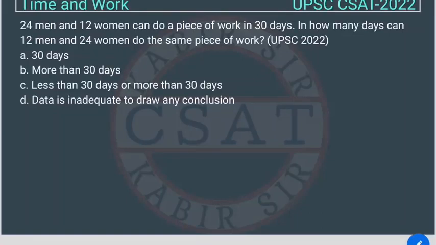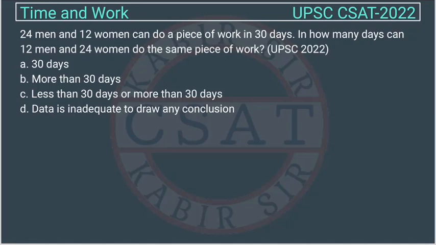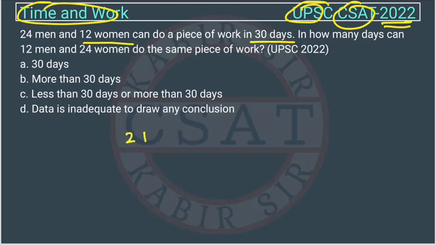This is a question of time and work asked by UPSC in CSAT paper of 2022. 24 men and 12 women can do a piece of work in 30 days. Right. So 24 men and 12 women complete a piece of work in how many days?